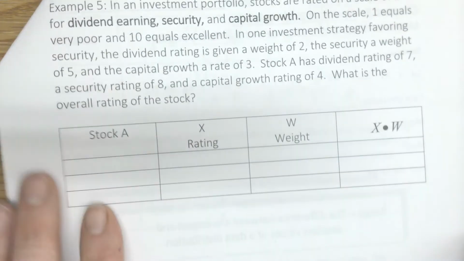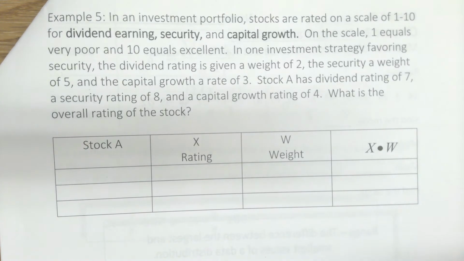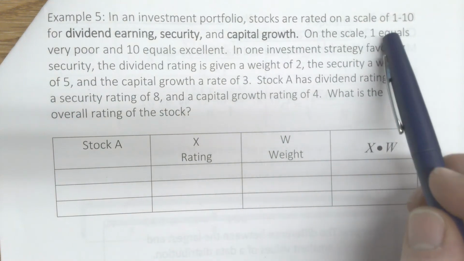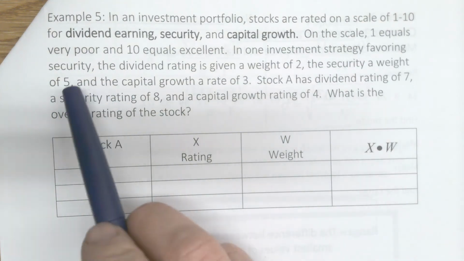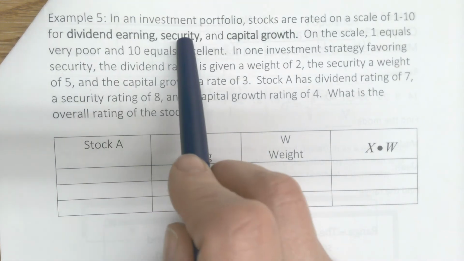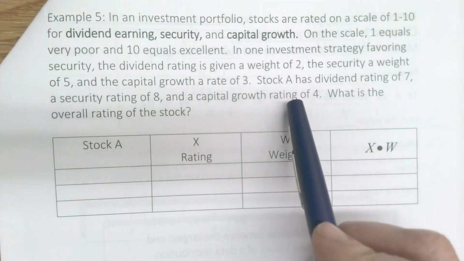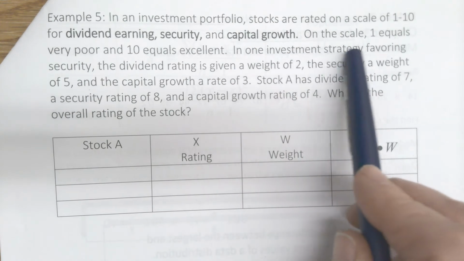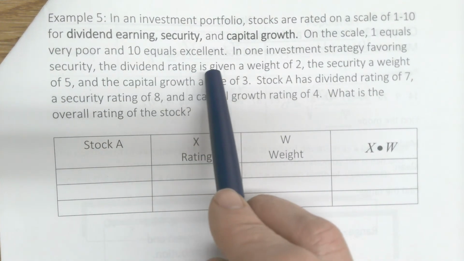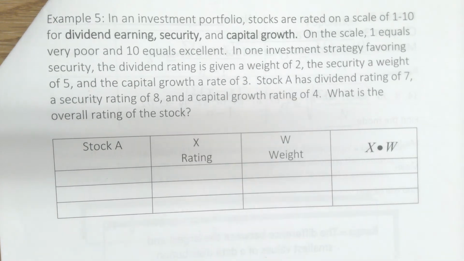So again, there's one more example on the back side we'll go through. This one gives an investment portfolio, stocks rated on a scale of 1 to 10, where 1 equals very poor and 10 is excellent. They're just kind of giving me the basics. We have dividend, earnings, security, and capital growth that we're interested in. So it says in one investment strategy favoring security, the dividend rating is given a weight of 2.